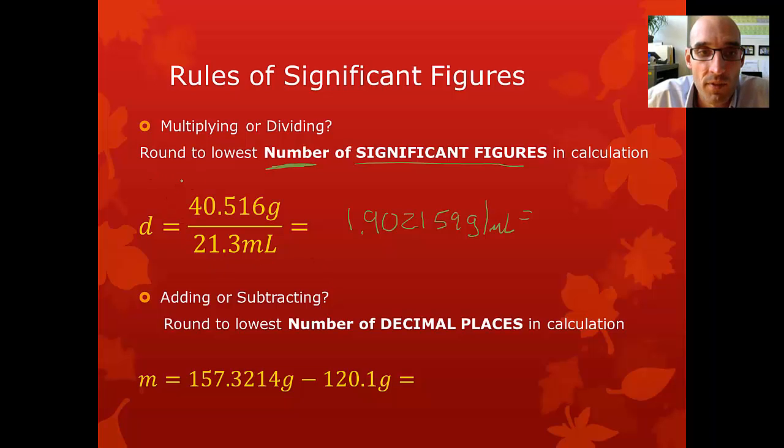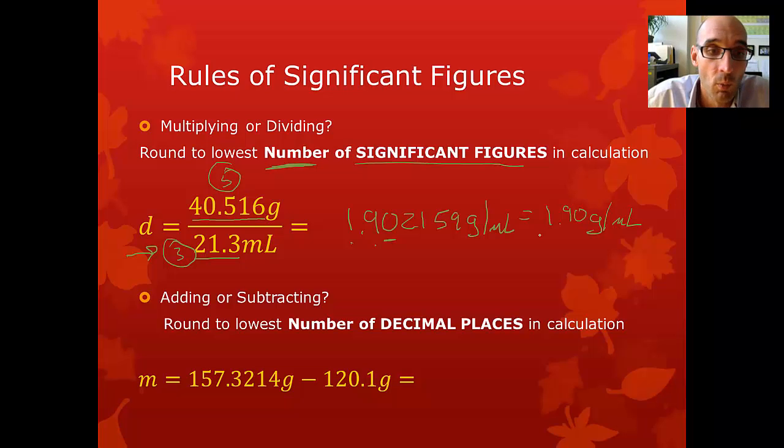There we go. We're dividing. I'm interested in the number of sig figs. How many sig figs do I have? 1, 2, 3, 4, 5. I have 5 here. I have 3 here. So how many does my answer have? My answer is limited by the least number of sig figs. So the 3 is what's going to drive my answer. My answer needs 3 sig figs. 1, 2, I'll underline this 0. That's where I should round. When I round, this is the number I end up with: 1.90 grams per milliliter. Easy enough. Multiplying and dividing, number of sig figs.